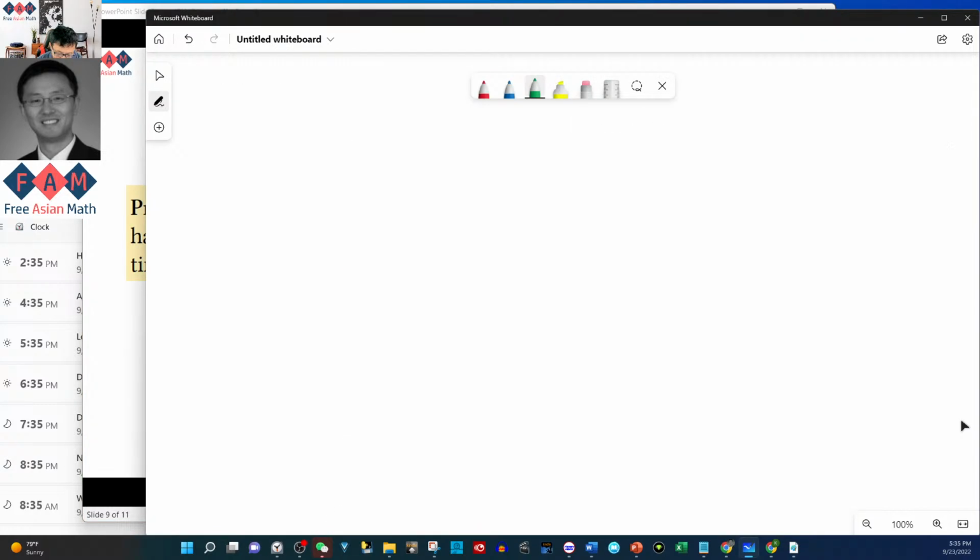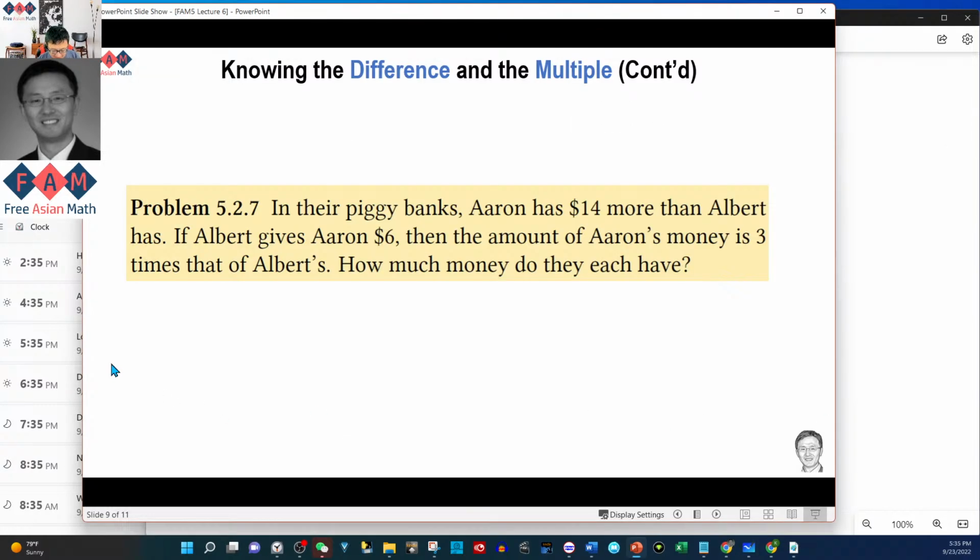So Aaron and Albert, they each have some piggy bank. Does everybody have a piggy bank at home? Okay. So Aaron has $14 more than Albert has in their piggy bank. Aaron is remarkably richer, right?